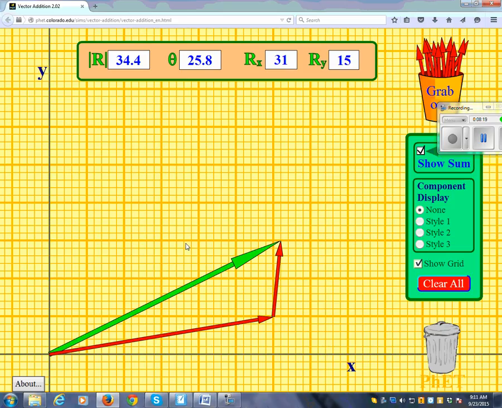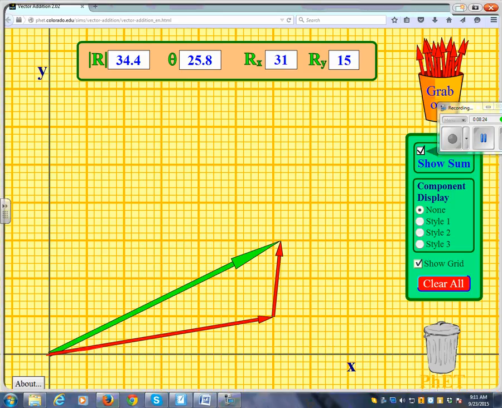Now, here's the common mistake that everyone always makes. They draw this one, then they draw this one, and then they go back to where they started. That is wrong. And they say to me, Mr. Bennett, I thought it was supposed to be tip to tail.